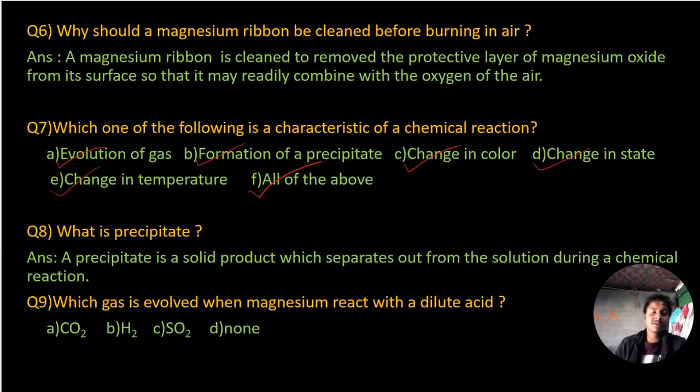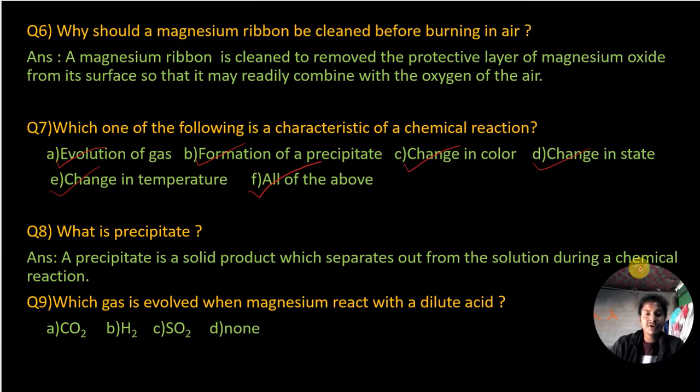Now, what is a precipitate? A precipitate is a solid product which separates out from the solution during a chemical reaction. So, if we take a simple example, when we put sand in a glass of water, after some time we can observe that the sand settles down at the bottom of the glass, and we can consider this sand as a precipitate in this direction.